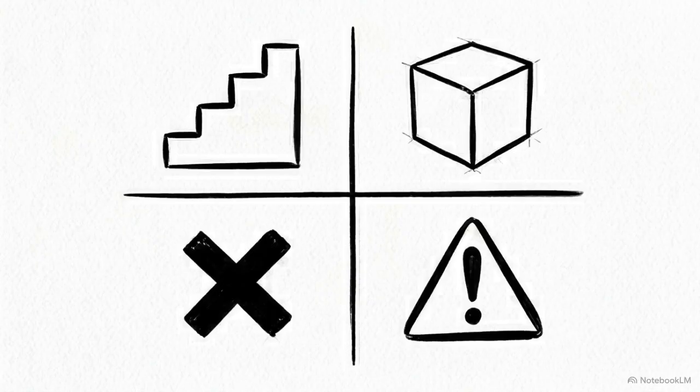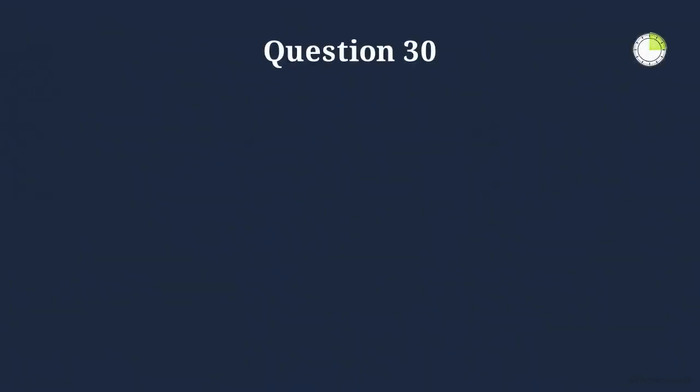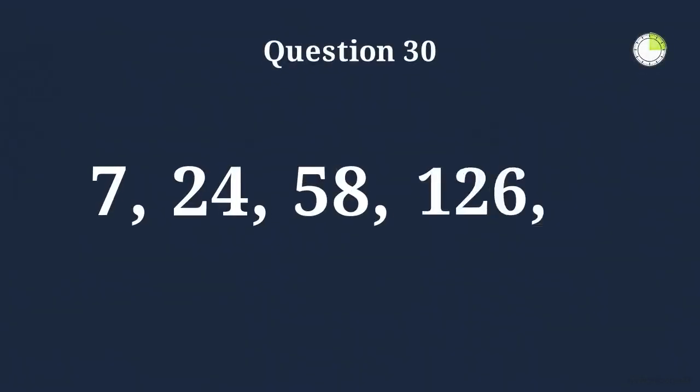These 4 frameworks cover the most common series types: double differences, hidden cubes, term multipliers, and pattern breakers. Now we want to see if you can apply these rules in real time. Look at question 30: 7, 24, 58, 126.